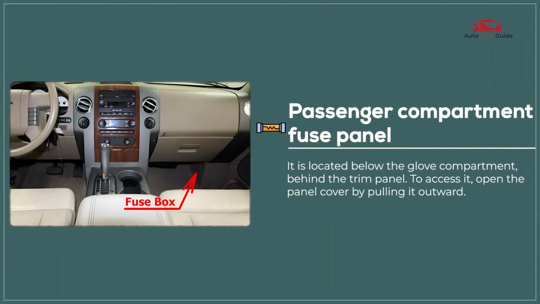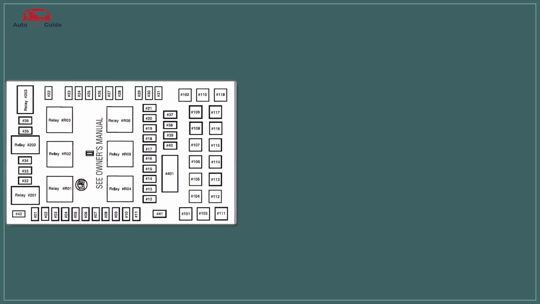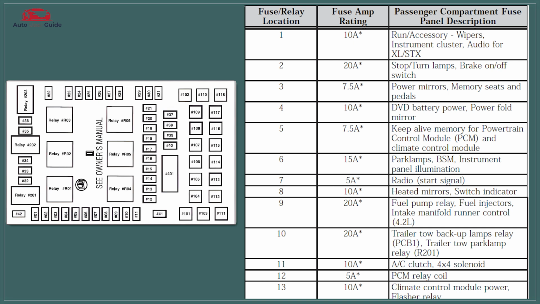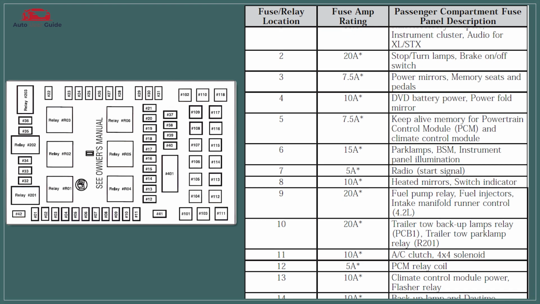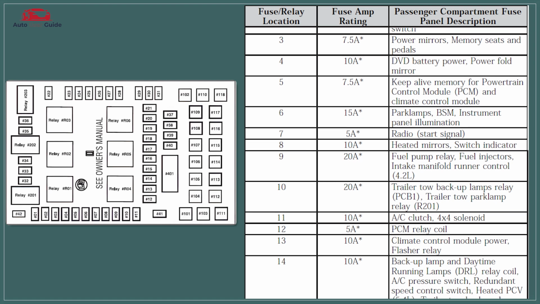Passenger compartment fuse panel. The passenger compartment fuse panel is typically located under the dashboard or behind a trim panel. It houses fuses that protect interior electrical systems like the radio, power windows, and interior lights. Each fuse is color-coded and rated for specific circuits.